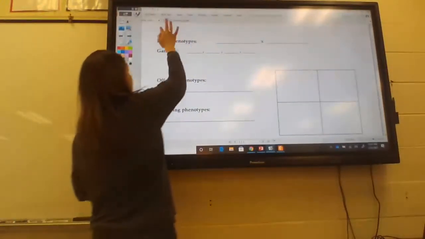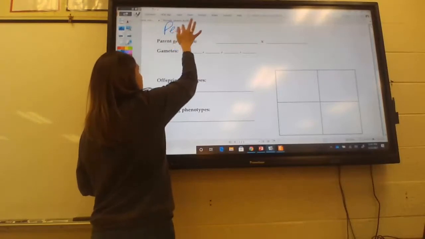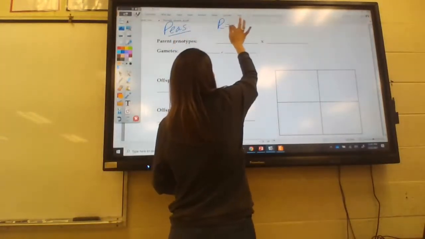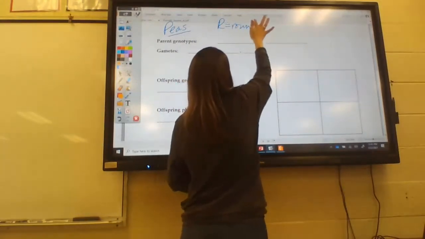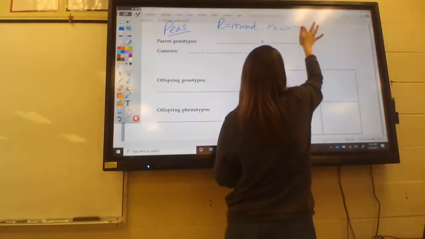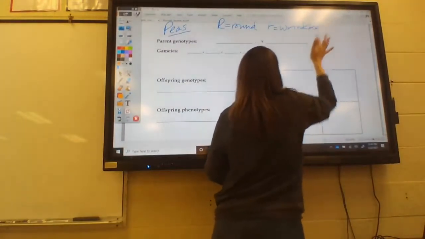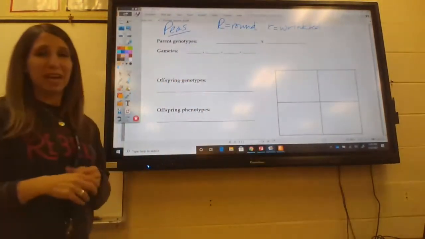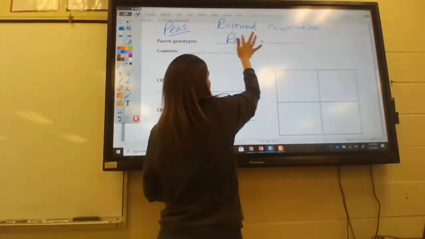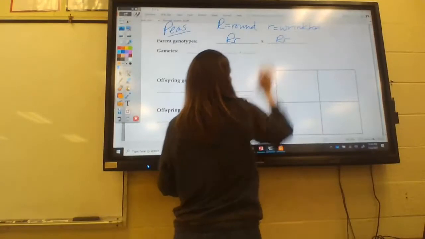And I'm going to rewrite up here P's again so that I remember what my key is. I've got big R again is round, and little r again is going to be wrinkle. So just as a reminder, this is what I'm working with. I told you I'm going to cross 2 of those F1s, those offspring that we just created in that first cross. So that's big R, little r, big R, little r.